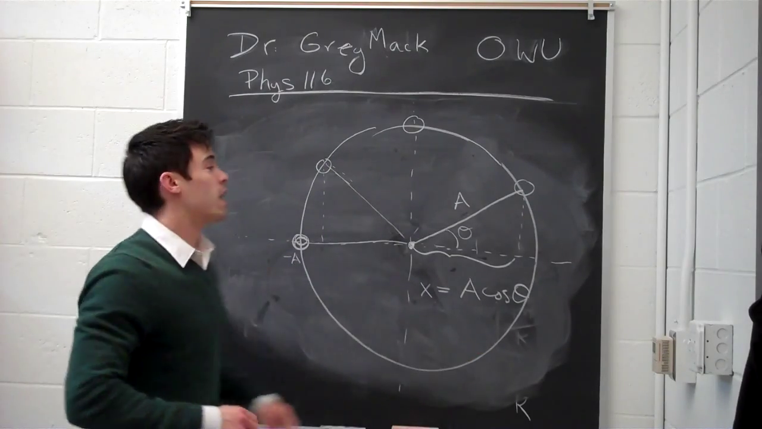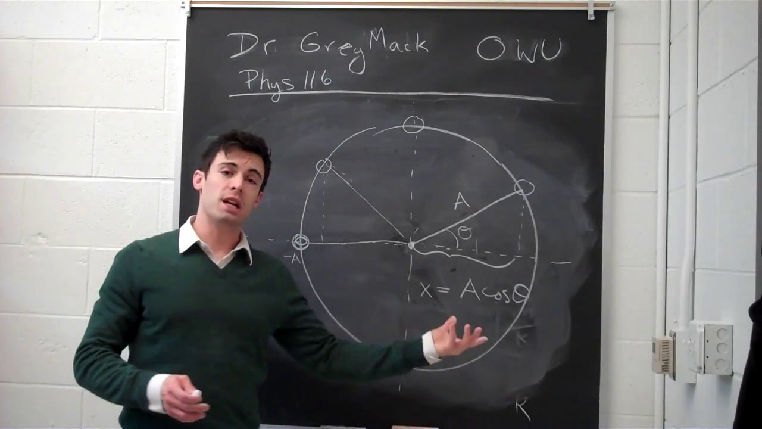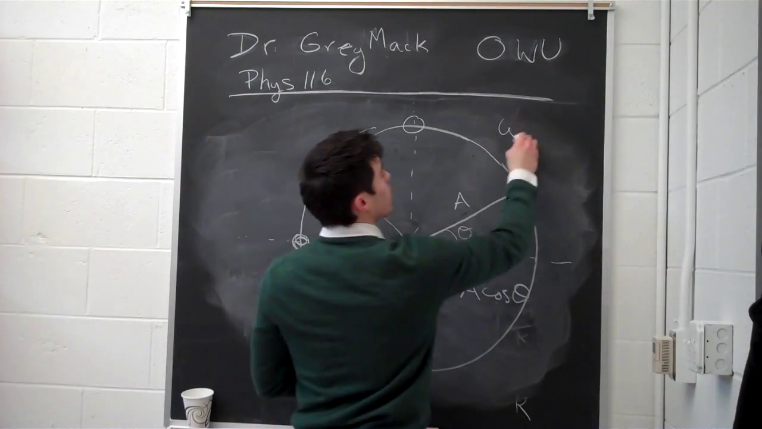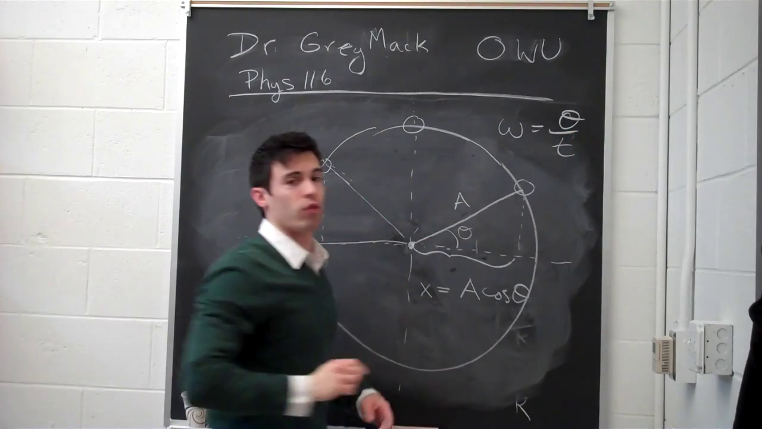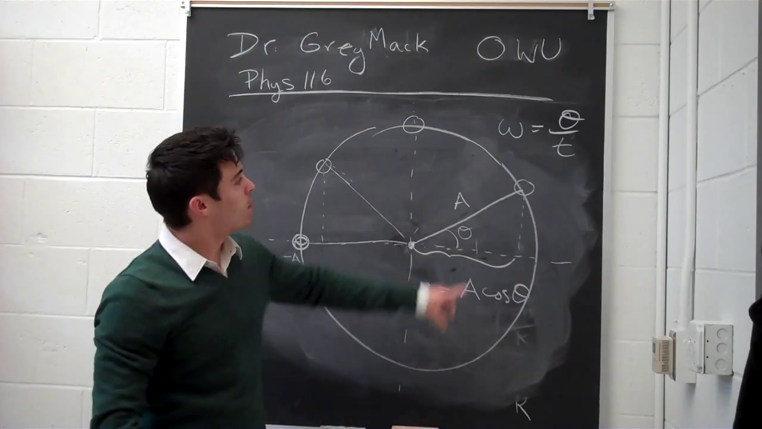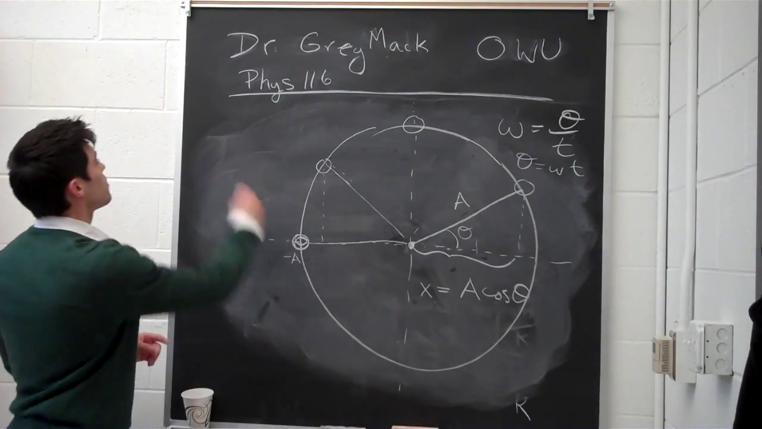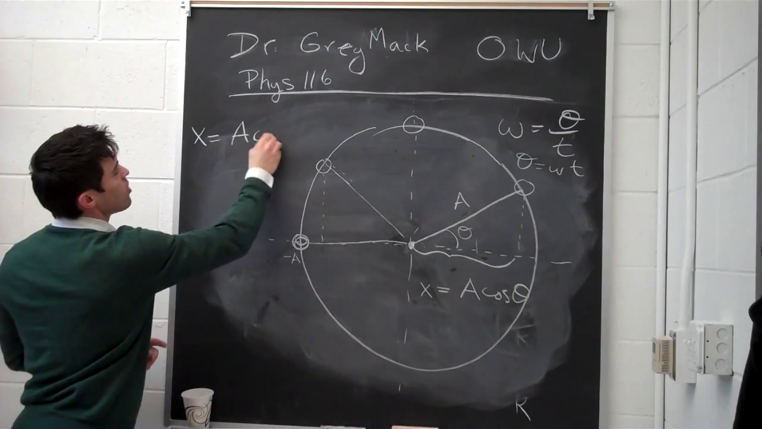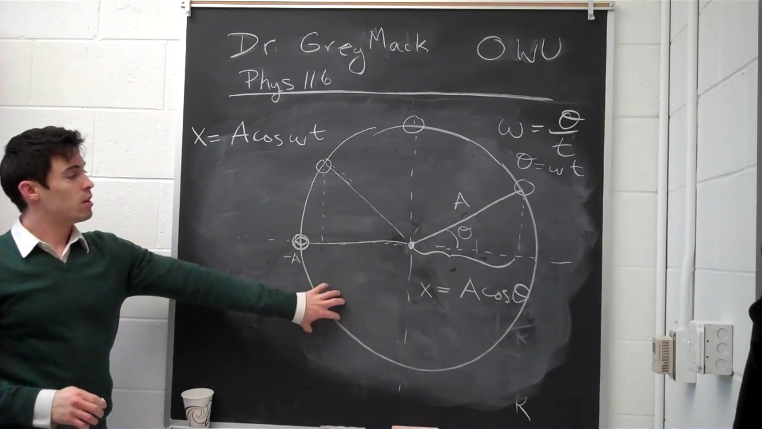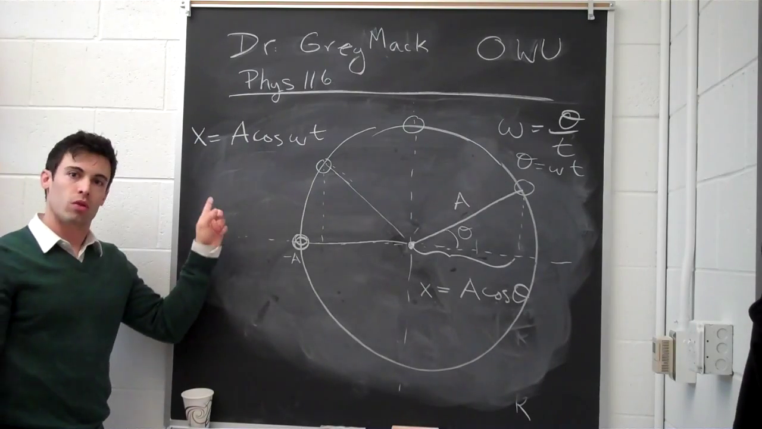Now, if this object is exhibiting uniform circular motion, that means that its speed is constant going around the circle, which means that we can relate omega to theta over t. It's the angular displacement over a given time period. Okay? So that means that theta is equal to omega t. So x is actually equal to A cosine of omega t. So at any given time in this situation, as long as we know the speed at which this is going around the circle, we know what its position is.